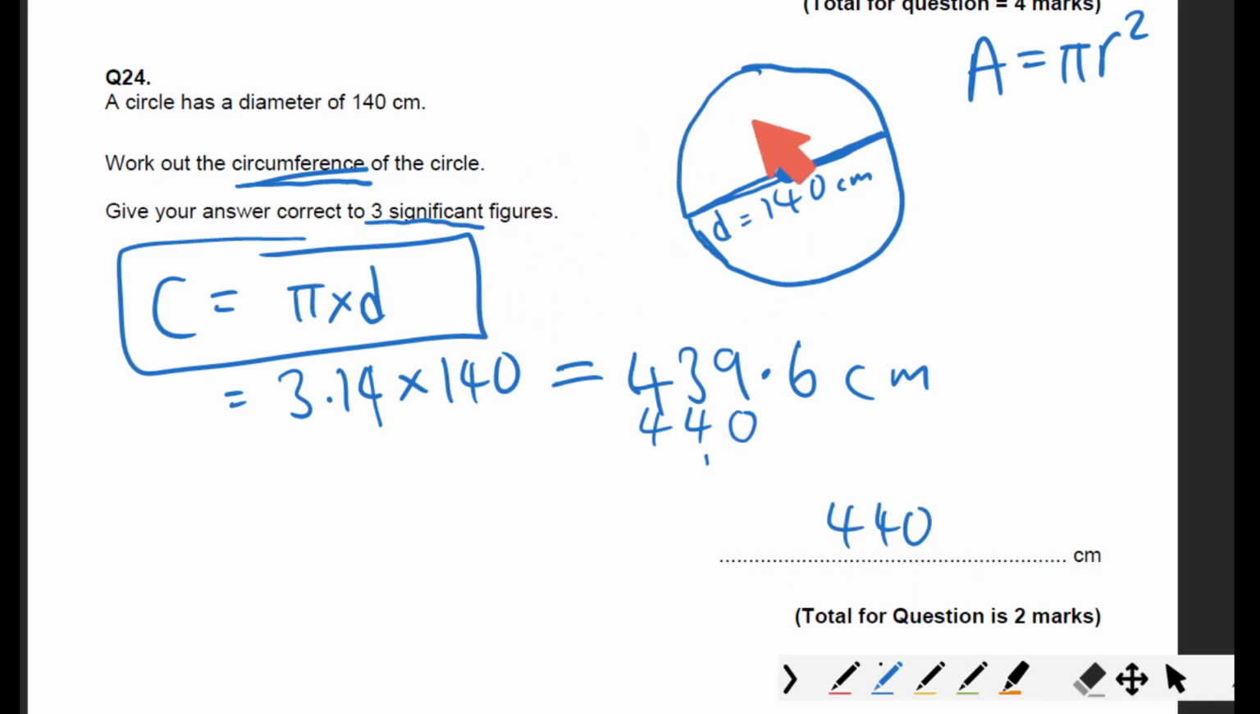Now, just in case they gave the radius as, let's say, 70 centimeters, to use that in the formula you have to get the diameter. Diameter, remember, is double the radius. Double 70 is 140, then you could work it out. So just be careful whether they give you the radius or the diameter.